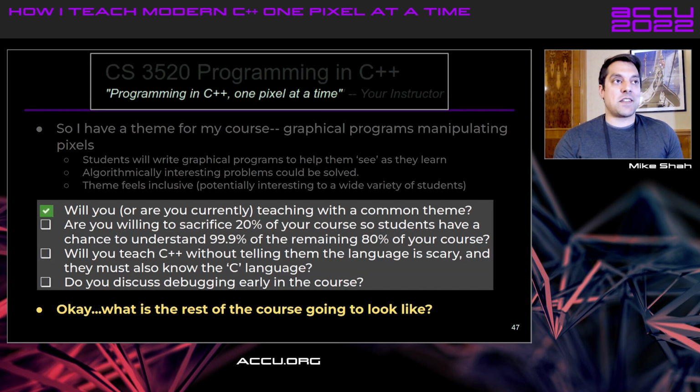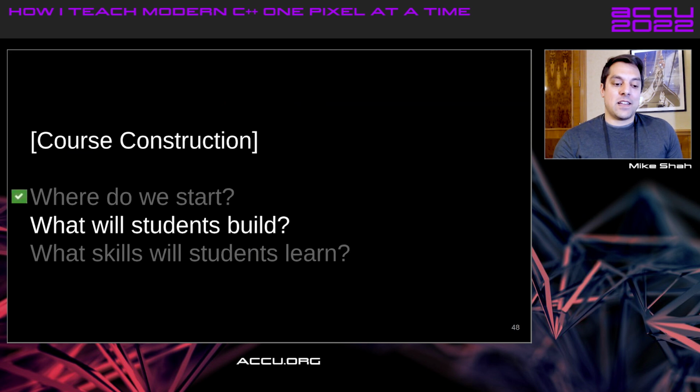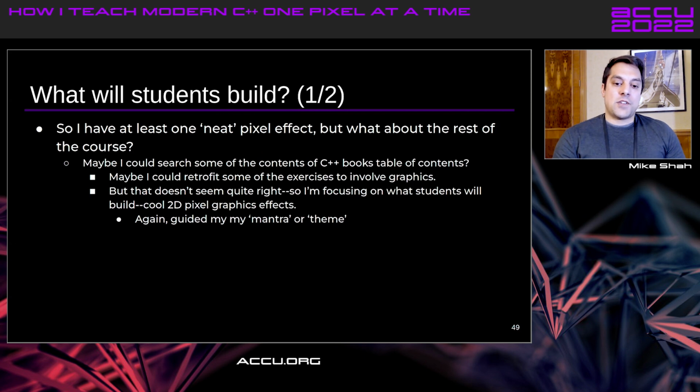All right, but let's see what the rest of the course is going to look like, because we can't just keep re-implementing that fire effect over and over again, though that might be an interesting experiment to see how far we can carry it. So let's think about what else students are going to build. So, again, at this point, just thinking about what else is going to be inspiring, because I'm not always going to find articles like the previous one. Maybe I could search some C++ book, some game programming book, and find out from the table of contents a progression of things that I could teach and kind of retrofit or invent examples that could fit. And again, as long as they fit my mantra or theme, maybe that's okay.